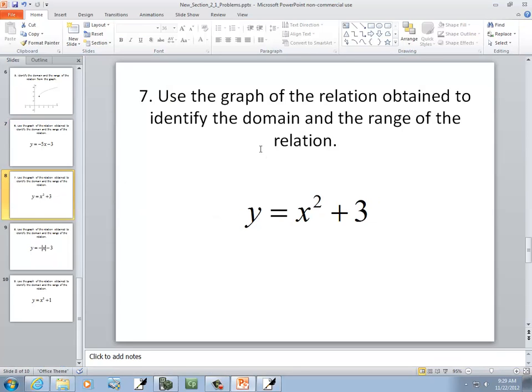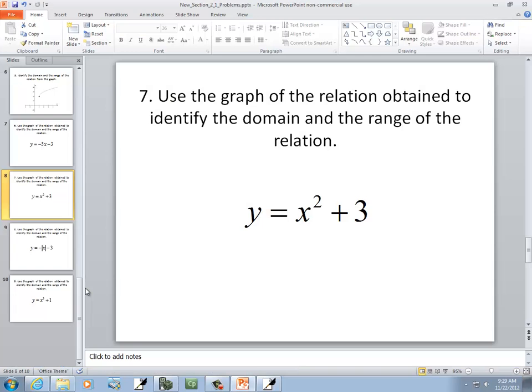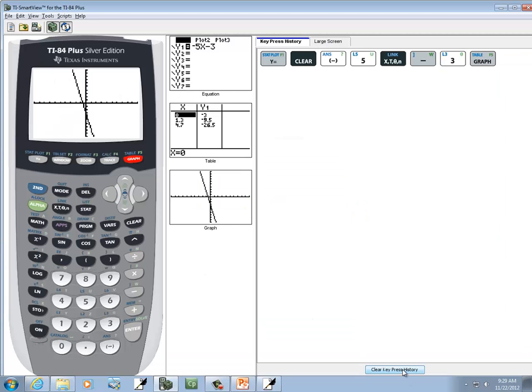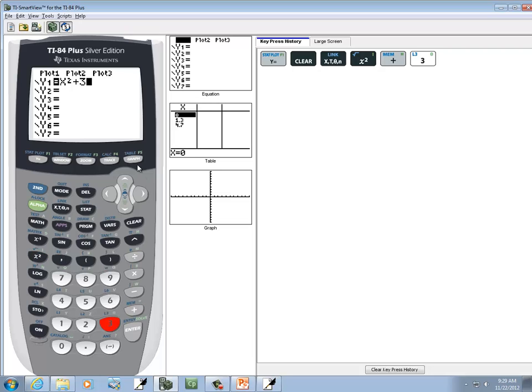Look at number 7. Y is equal to x squared plus 3. Same instructions. I'll press my y equals, press clear. My x key, x squared plus 3. And then graph.